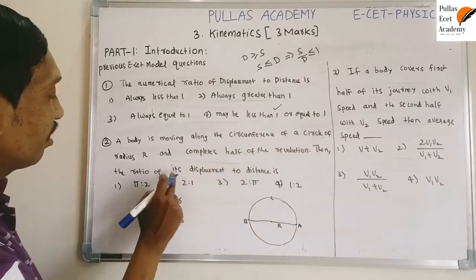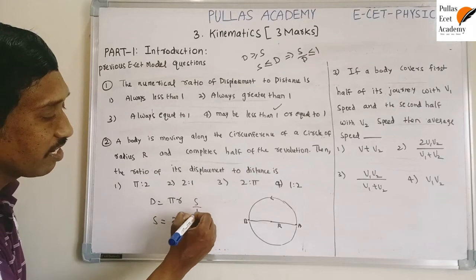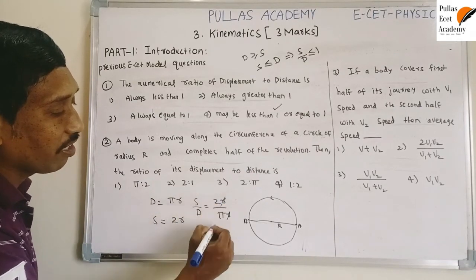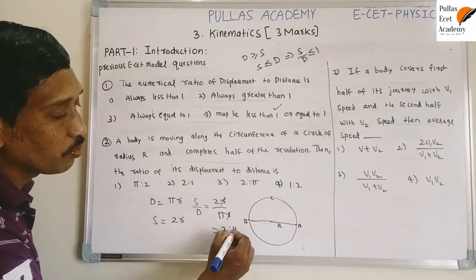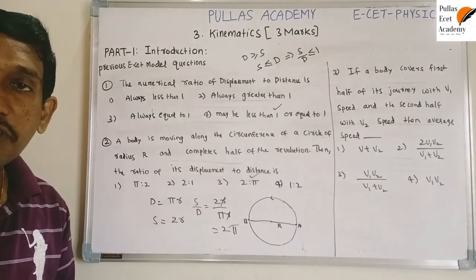What is asked here? The ratio of displacement to distance. That means S by D is asked, that is 2r by pi r. So pi r cancels, and we get 2 by pi, which is 2 is to pi. The third option is correct. That's a simple question.